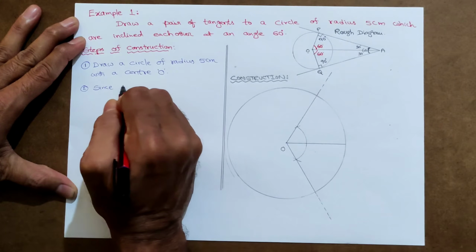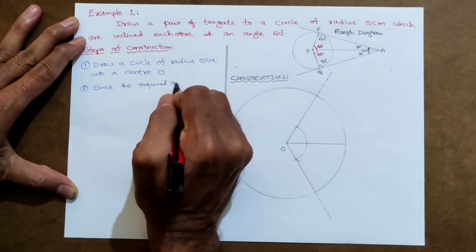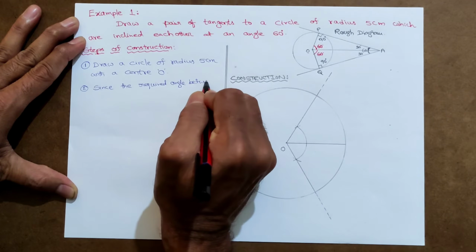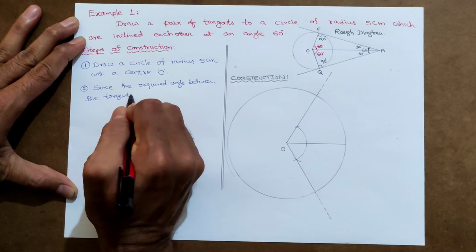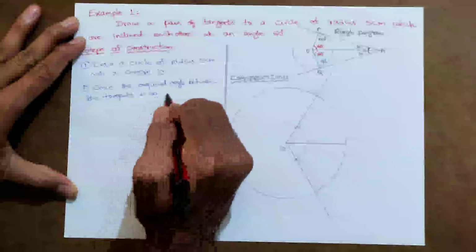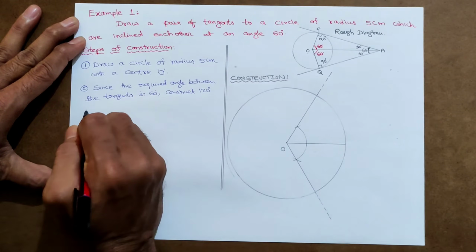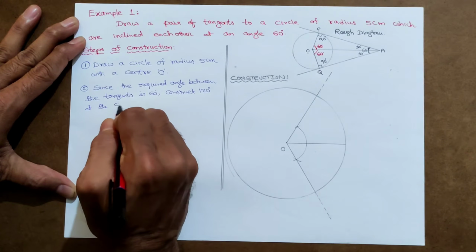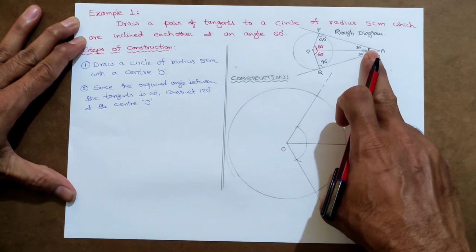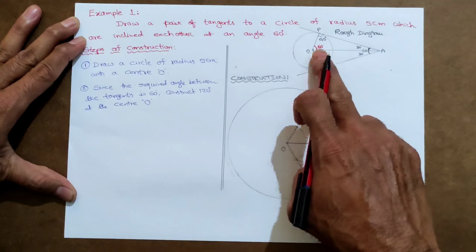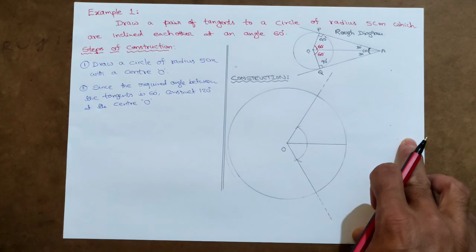Since the required angle between the tangents is 60 degrees, construct 120 degrees at the center O. See here it is 60. If you want 60 degrees here, we need to make here 120 degrees because these two are supplementary. Fine.